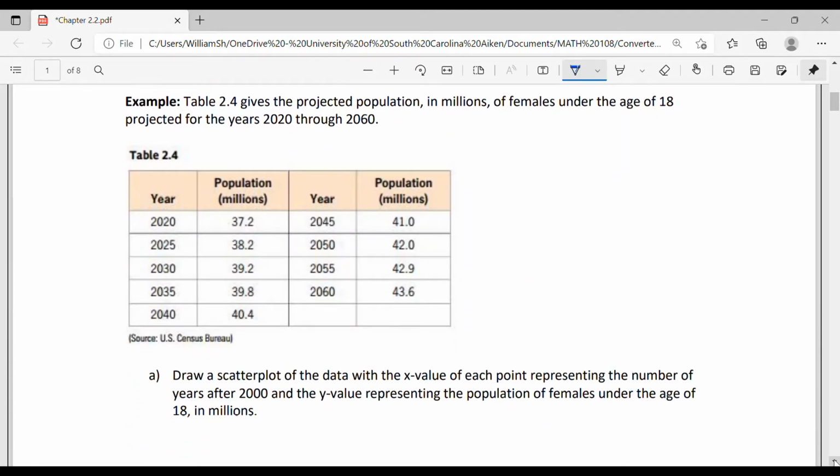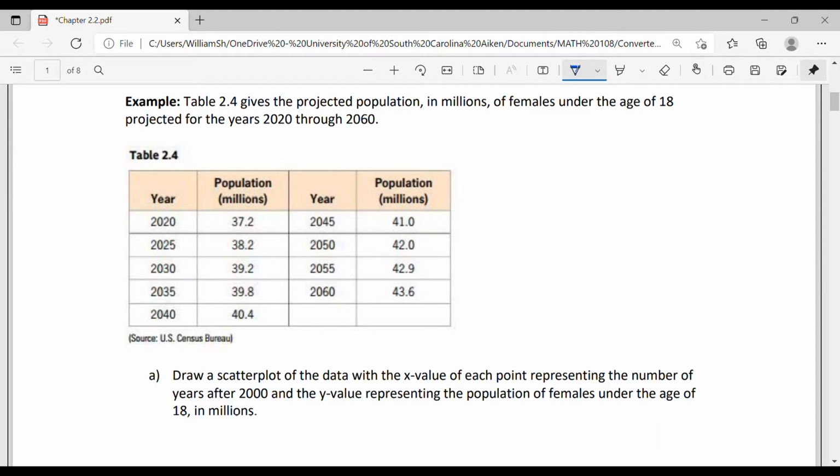Example 2.4 gives the projected population in millions of females under the age of 18 for projected years from 2020 to 2060. Draw a scatter plot of the data with the X value of each point representing the number of years after 2000 and the Y value representing the population of females under the age of 18 in millions.